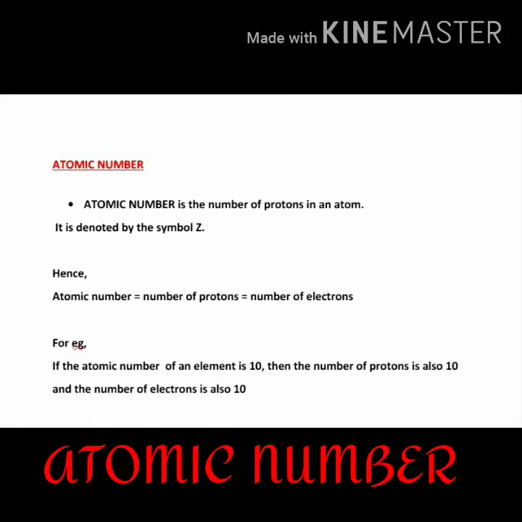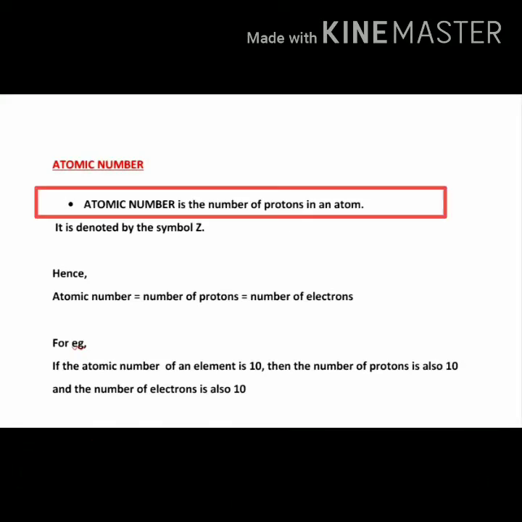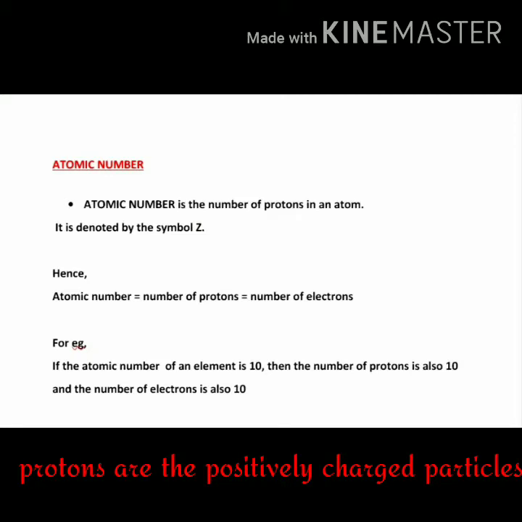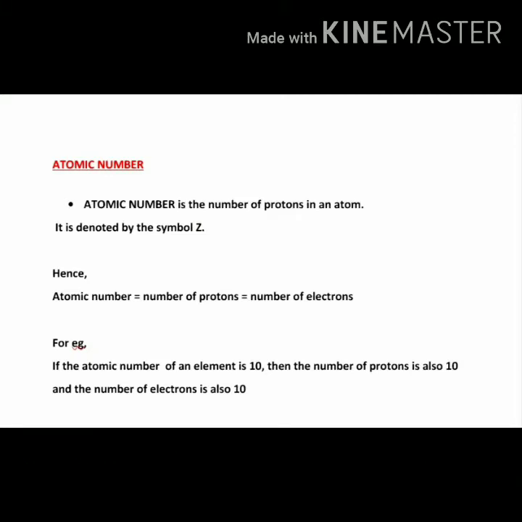Atomic number is the number of protons in an atom. We have already discussed that protons are the positively charged particles of an atom and they are present in the nucleus of an atom. So the number of protons is known as the atomic number. It is denoted by the symbol Z.